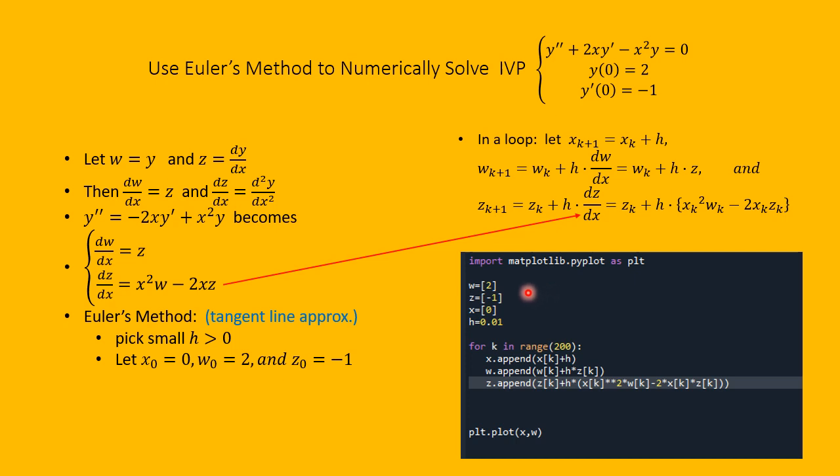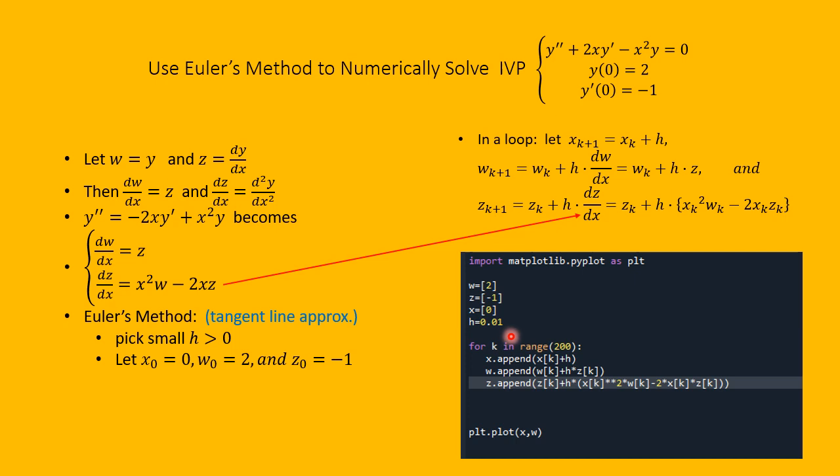Now, we can do that in a program, and this one, once again, is going to use Python. I'm going to import matplotlib.pyplot as PLT. Then we'll create 3 arrays. W will have the number 2 in it. Z will have the number -1 in it. X will be 0. And for this program, the increment h that I'm going to use is 0.01. So I want to graph this approximate solution for x between 0 and 2.